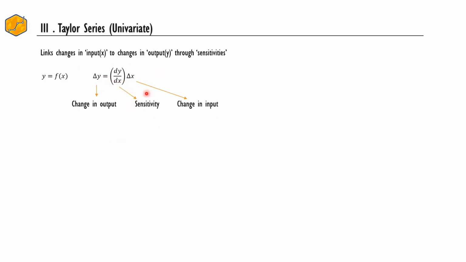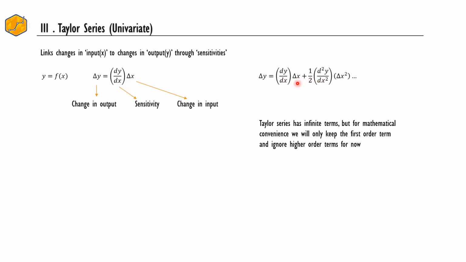Actually, Taylor series does not stop here. There are infinite terms in the expansion. This is only the first order term, okay? This part. And then you can keep including higher order derivatives. So the second term is half double derivative, delta X square. This term comes from square of change in input. Similarly, if you continue, you will get all the higher order terms.